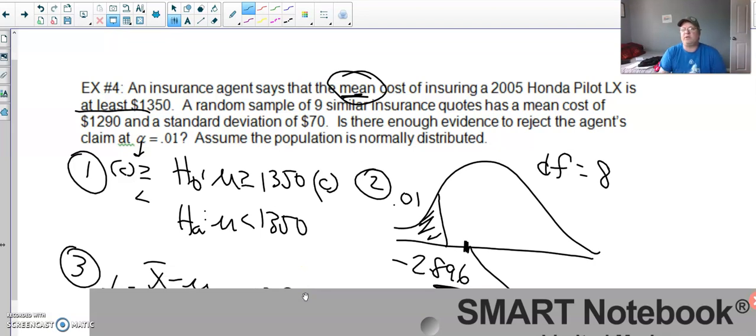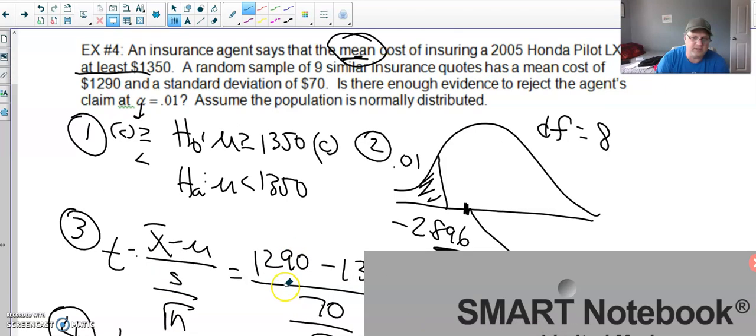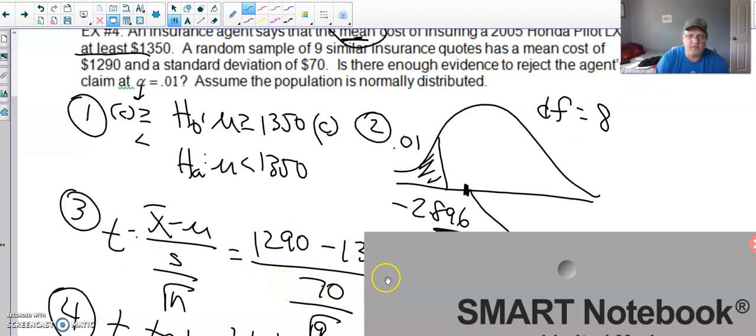It's a left tail test because of the alternate hypothesis. Okay, so far everything's pretty much the same, with the exception that you're dealing with a T critical value instead of a Z critical value. The formula in step 3 is very, very similar. Just plug everything in.